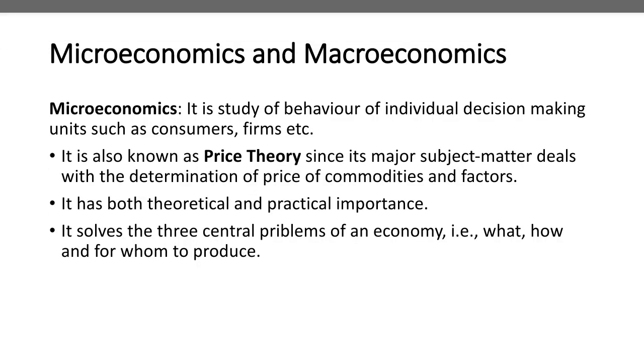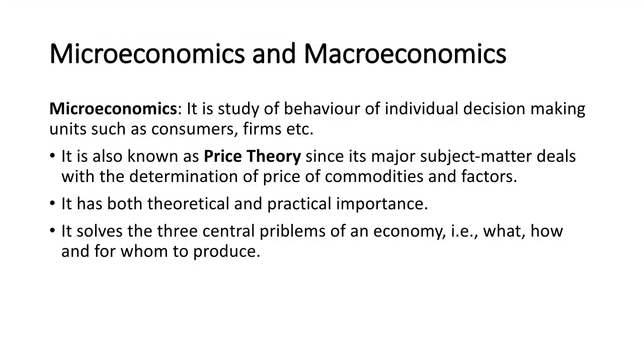Next, we will see two branches of economics, that is microeconomics and macroeconomics. Before 1930, there was only one economics. Ragnar Frisch coined the words micro and macro in 1933 to denote the two branches of economic theory, namely microeconomics and macroeconomics. First of all, we will see what microeconomics is.